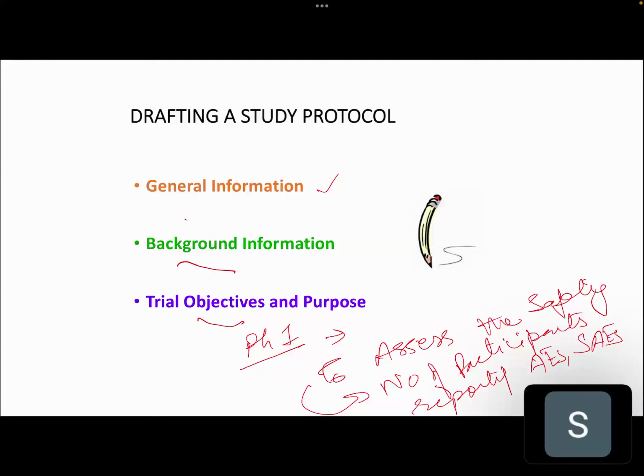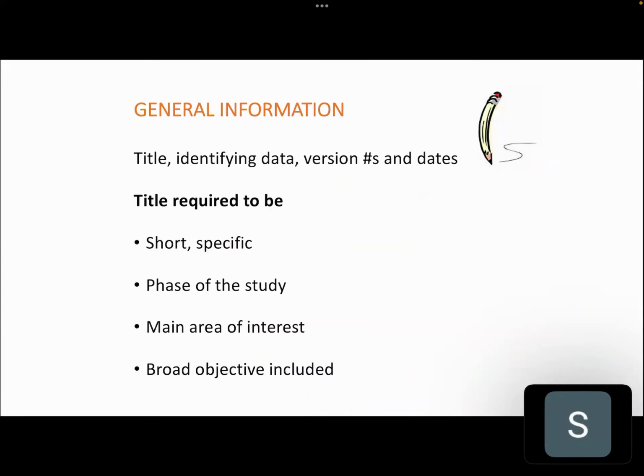Similarly, suppose there is a trial on a vaccine and a phase 2 trial. Immunogenicity, you will be assessing it, right? How it is working, along with the assessment of the safety. I'm just trying to give you an idea. General information, you will always keep it short and specific. It's very easy, if you are working in a good organization, most of this information will come there. General information automatically. Main area of interest, broad objective.